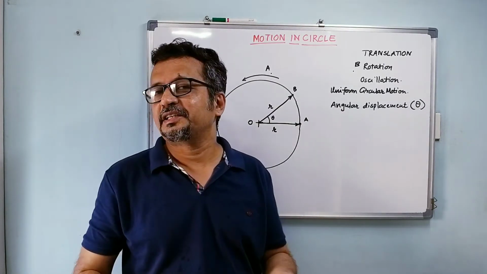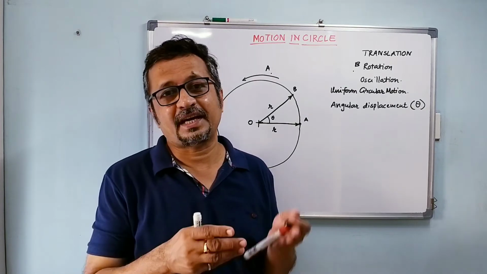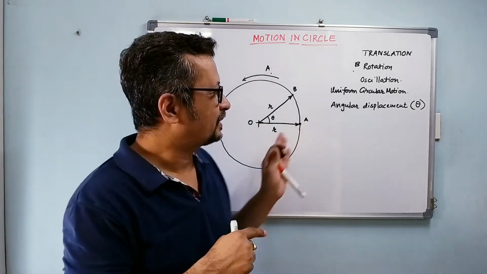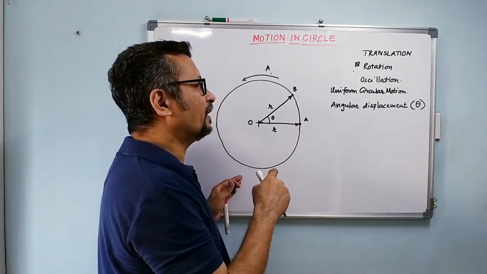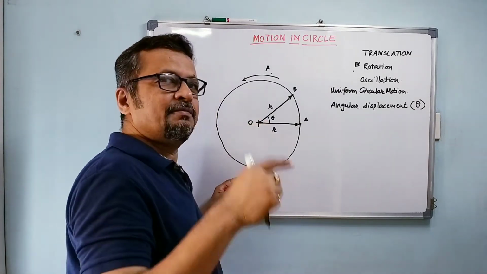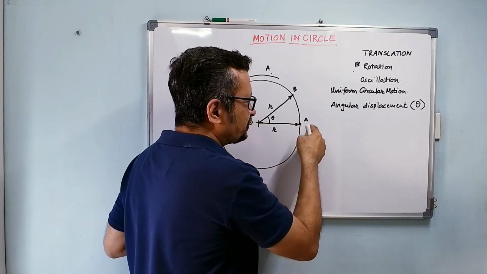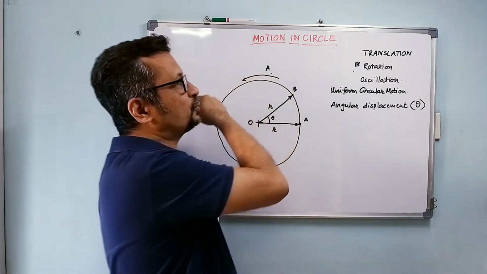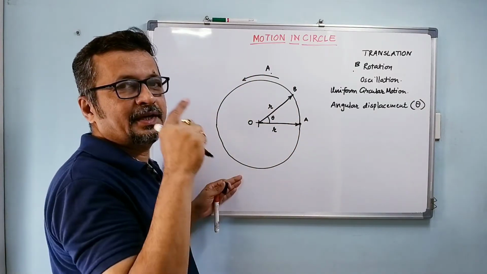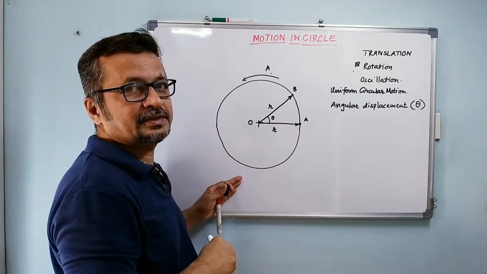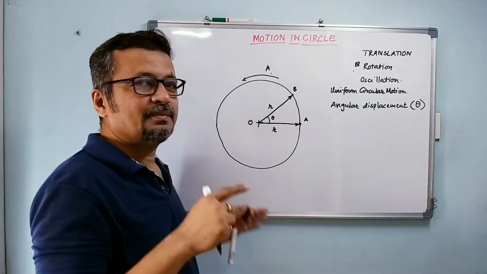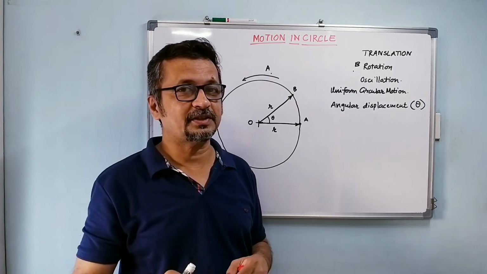Linear displacement, linear velocity, linear acceleration. So likewise I should be having something here, correct? So if my angle, as the particle is moving from A to B to C to D and so on, changes, correct, that means my angular displacement is changing.